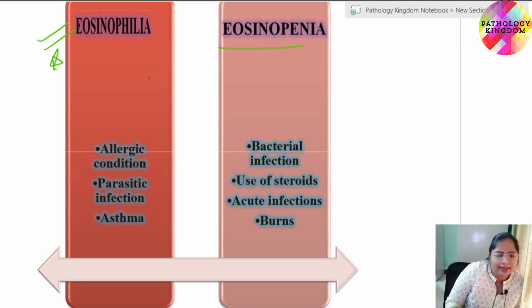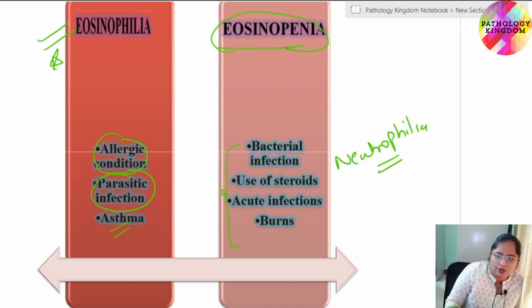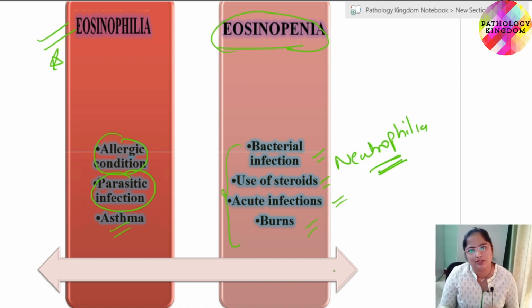Now, eosinophilia, as we already discussed, is increased. It plays an important role in allergic conditions and parasitic infections. Asthma is also a type of allergy. Now, eosinopenia. These are all conditions in which we have seen neutrophilia. In these conditions, there is eosinopenia as well as neutrophilia: bacterial infections, use of steroids, acute infection and burns.